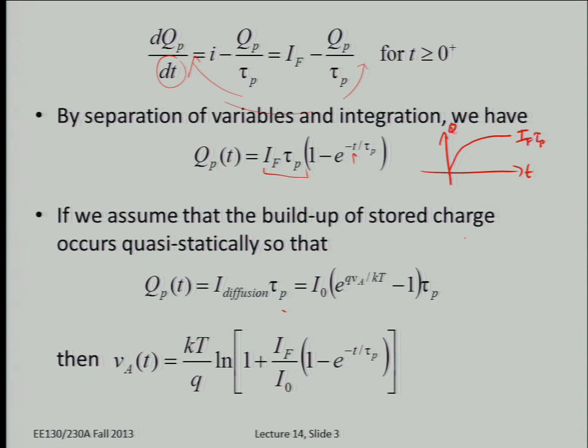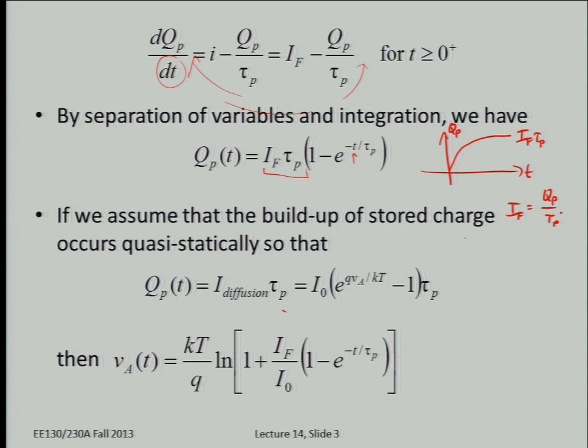And we know that because in steady state, from the charge control model, I_F equals Q_P over tau_P. Okay, so that's pretty straightforward. But what we're interested in is actually the voltage. How long does it take for that applied voltage across the junction to reach its final value? Well, we can actually rewrite that equation.